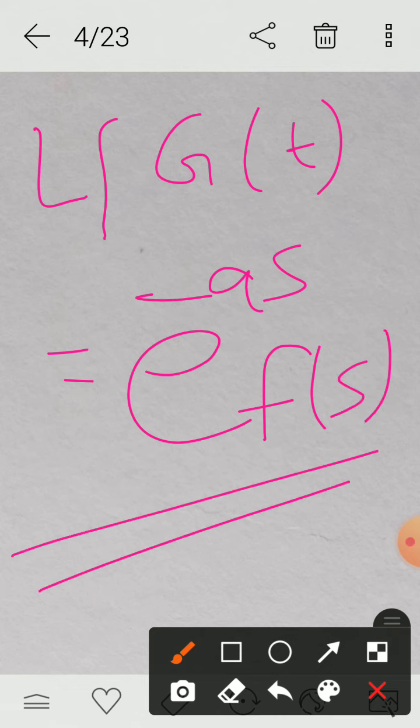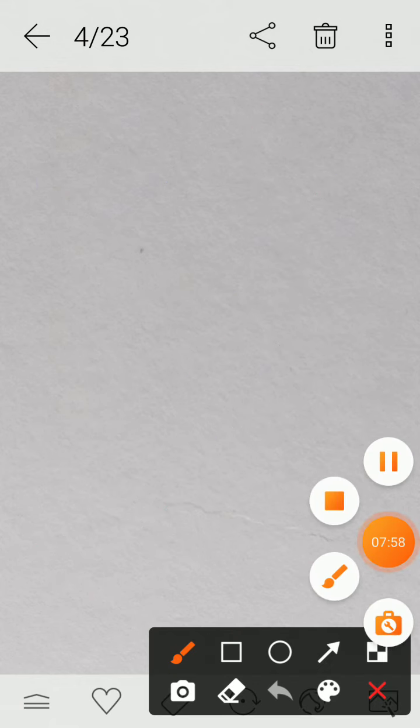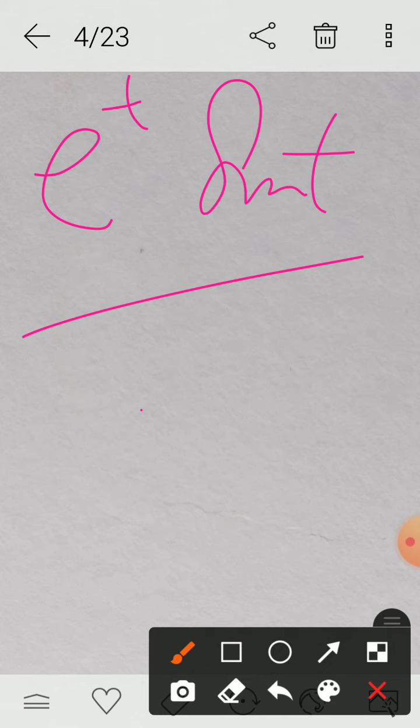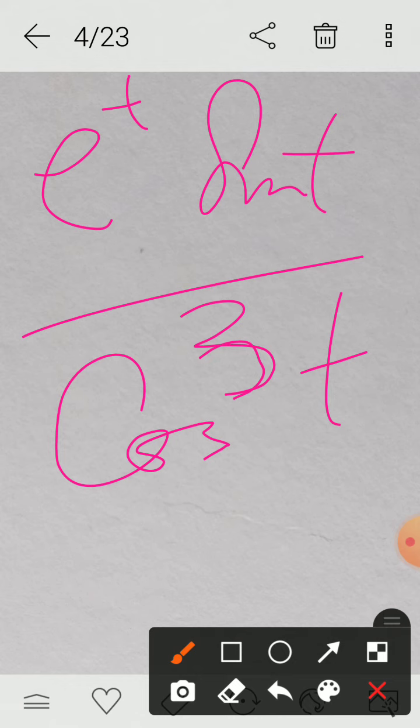We have proved it. There are so many problems based on this property, the second translation or shifting property. For example, you can calculate the Laplace transform of e^t sin t. Similarly, cos^3 t. There are so many problems based on these properties, and you can solve them with the help of the second translation or shifting property.